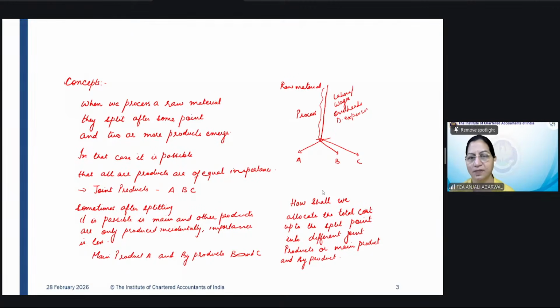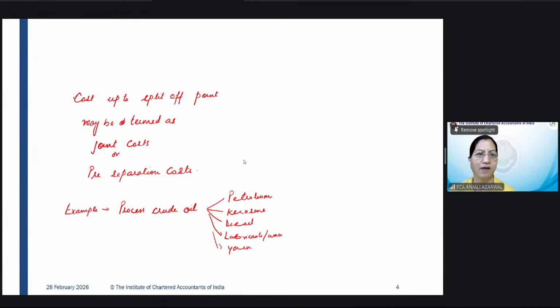So the whole crux is to allocate the joint cost amongst the different products. And it is possible that A is the main product and B and C are the byproducts. So we have to divide the cost up to split off point, joint cost or pre-separation cost or cost up to split off point also. This is to be allocated.